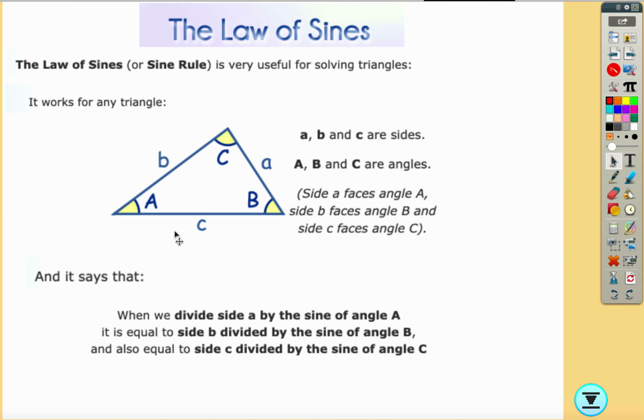Remember that we label the angles of a triangle with capital letters and that we label the corresponding sides with the lowercase letters. So for example, if I have angle A here, then little a is the side that's directly opposite of angle A. So basically what it says is when we divide side a by the sine of angle A, it's equal to b divided by the sine of angle B, and that is also equal to c divided by the sine of angle C. So they're all equivalent to each other.